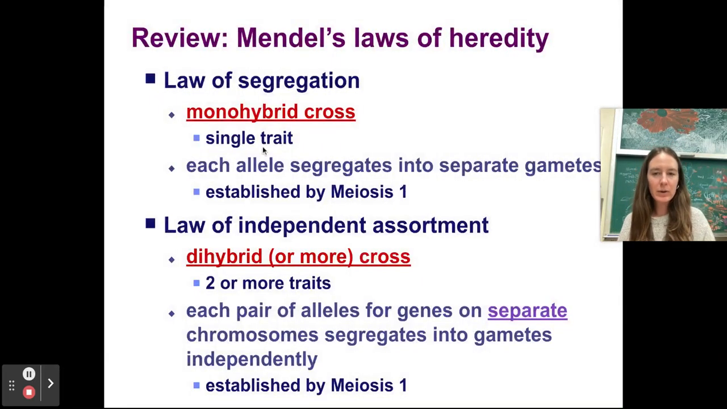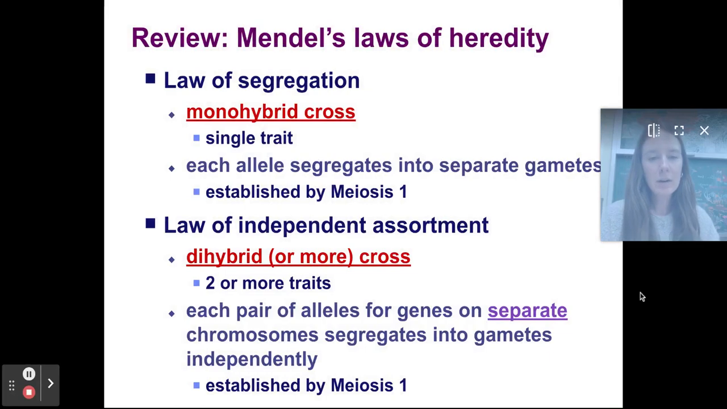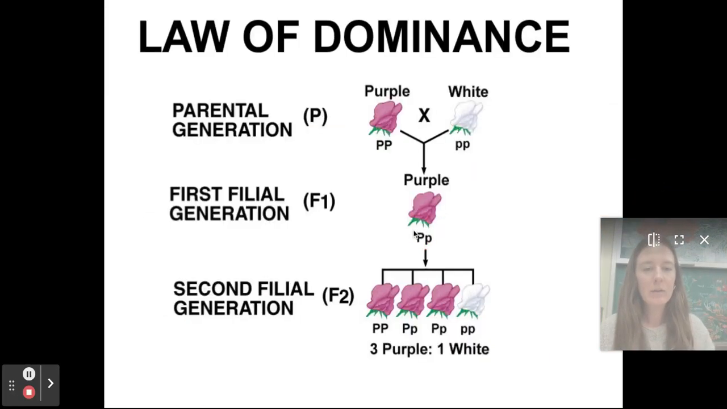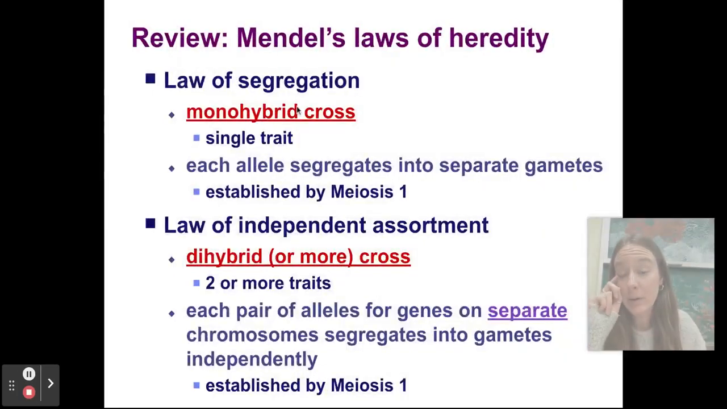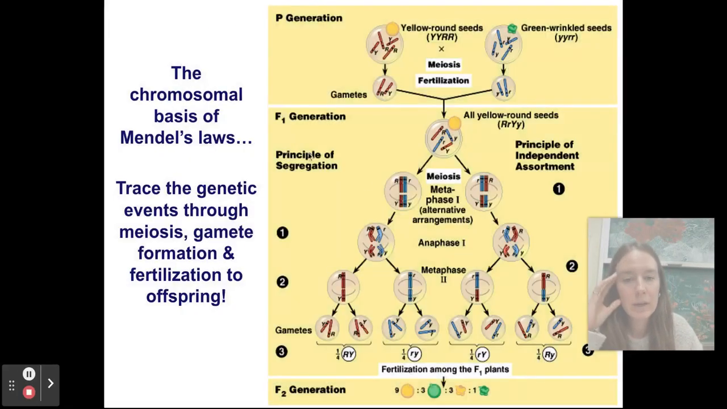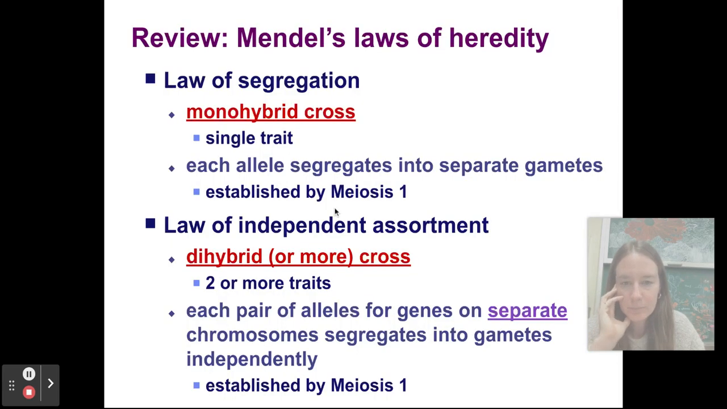Okay, so just to summarize, the law of segregation, we're looking at a monohybrid cross. So for a single trait, let's just say we're talking about the seed shape, the alleles are separated in meiosis 1. So that's what we're talking about, the law of segregation for each trait. If we're just looking at one trait here. In this case, we're actually looking at 2 traits, right? But if we were just looking at one, you would see that they're separating.